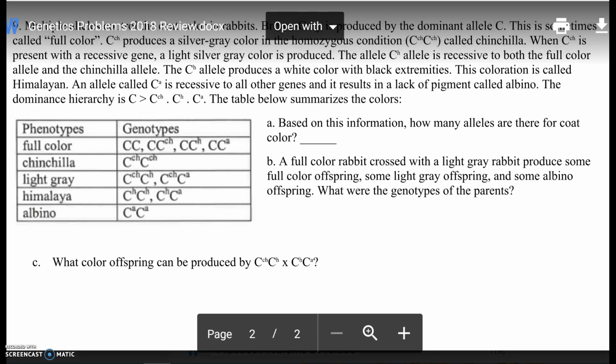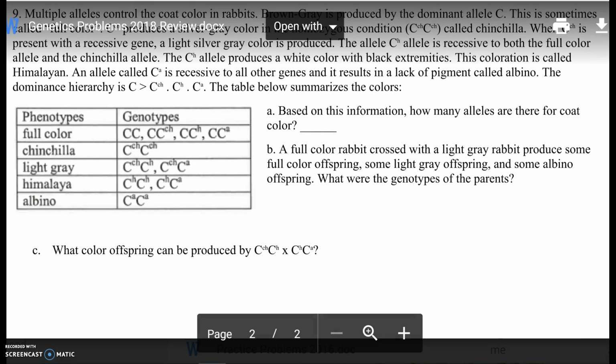But the idea with this chinchilla gene is this is a gene in rabbits, in the coat color of rabbits. This was supposed to print out with greater than symbols. This is a kind of gene. It's one gene. That's why they're using one letter. But it has 4 alleles. A lot of people are still shaky on what an allele is. An allele is a form of a gene. In this case, there are 4. There's C, C with a CH, C with an H, and C with an A.